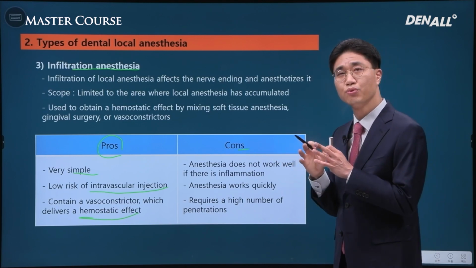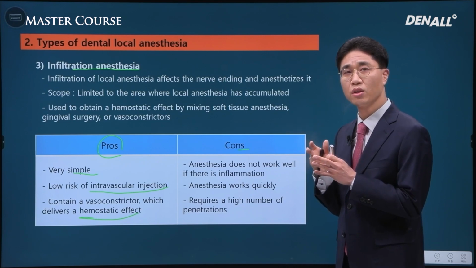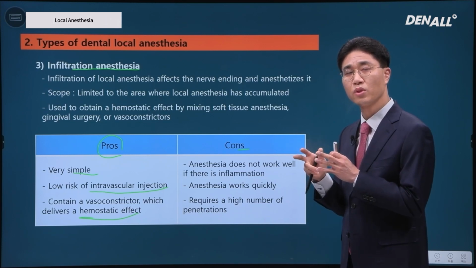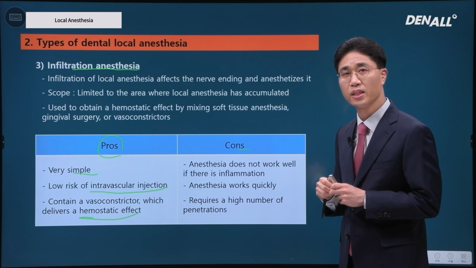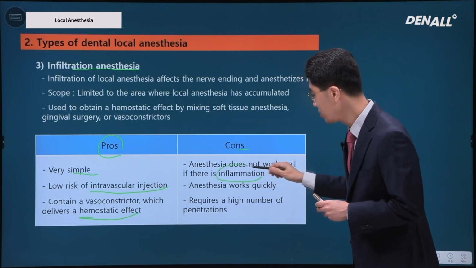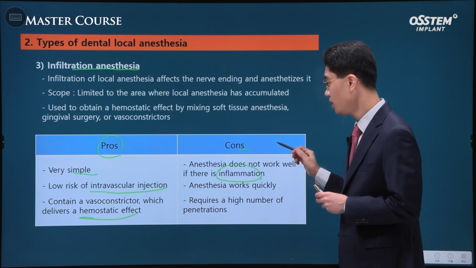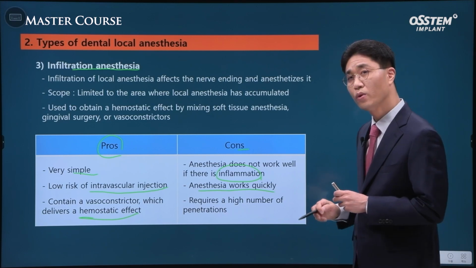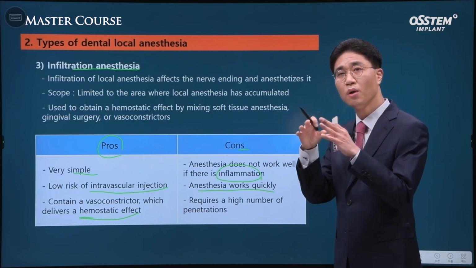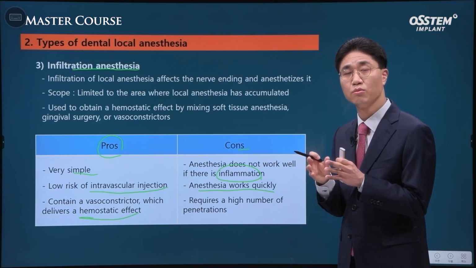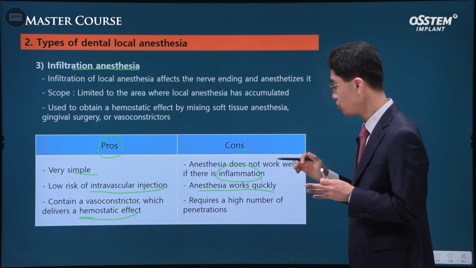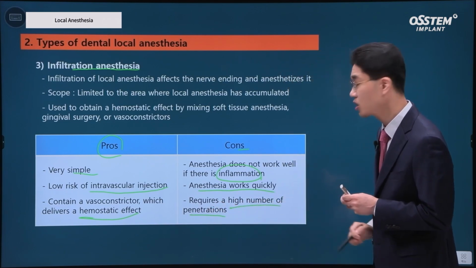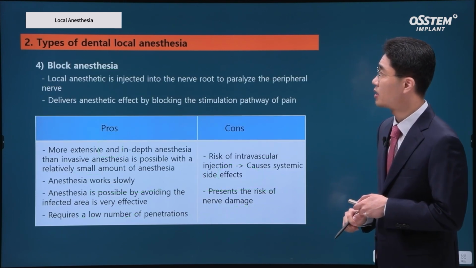Cons. The anesthesia does not work well if there is inflammation. In the area where there is inflammation, the acidity of the tissue goes up, and in that case, the effect of anesthesia is lower. In the area where there is inflammation, it's difficult to perform infiltration anesthesia, and it has a very quick valid time. It is only valid to the area where local anesthesia goes in. Therefore, the number of penetrations goes up.